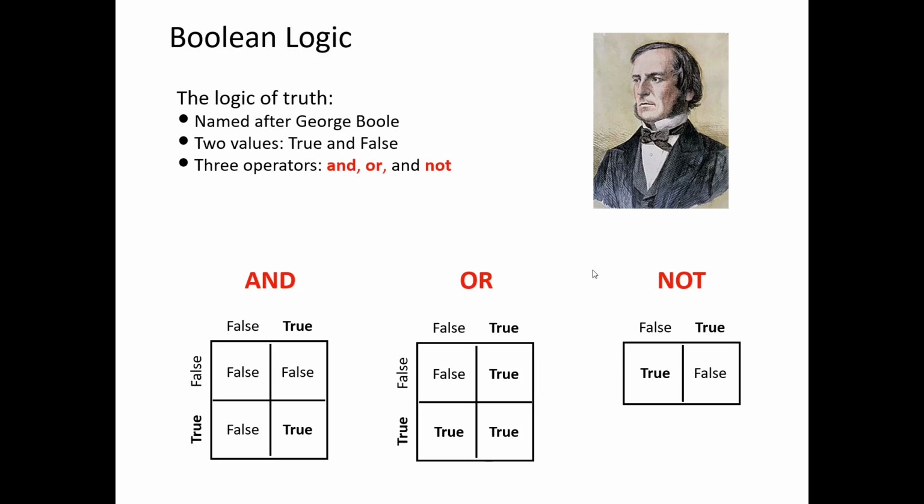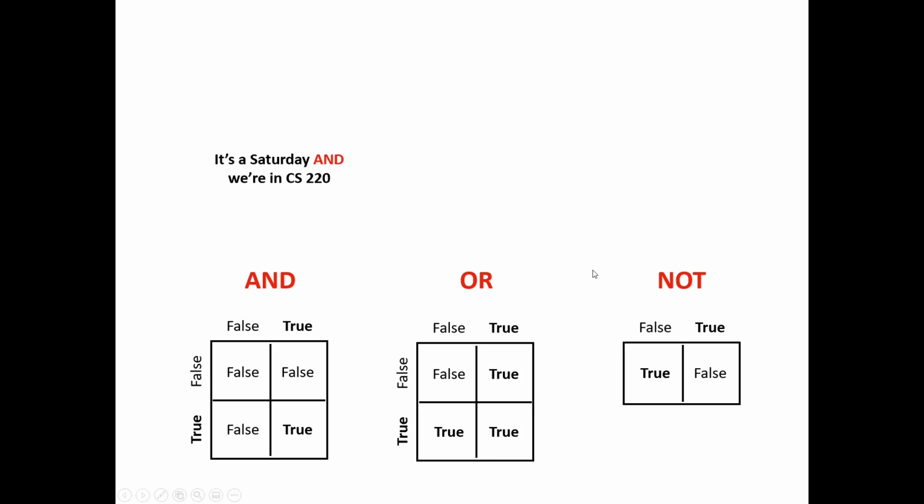All right, I'll tell you what, let's look at some examples. This isn't making sense. Suppose I have a statement with an AND in it: it's a Saturday, and we're in CS220. This is only true if the piece before the AND is true, and the piece after the AND is true. I'm recording this on a Wednesday, but if you happen to be watching on a Saturday, then the first part will be true, and we're in CS220, absolutely, so the second part will be true. In that case, this entire statement will be true.